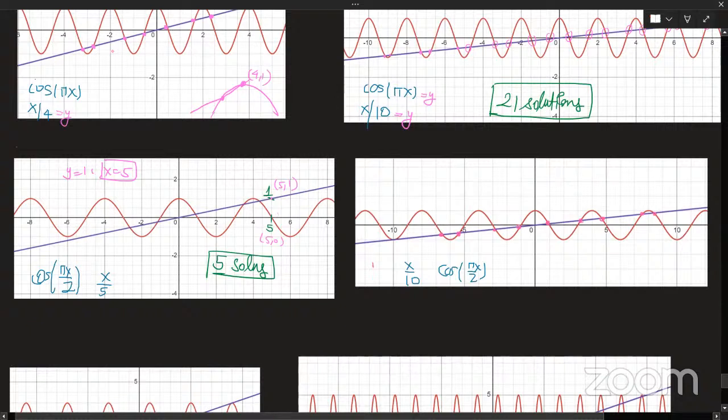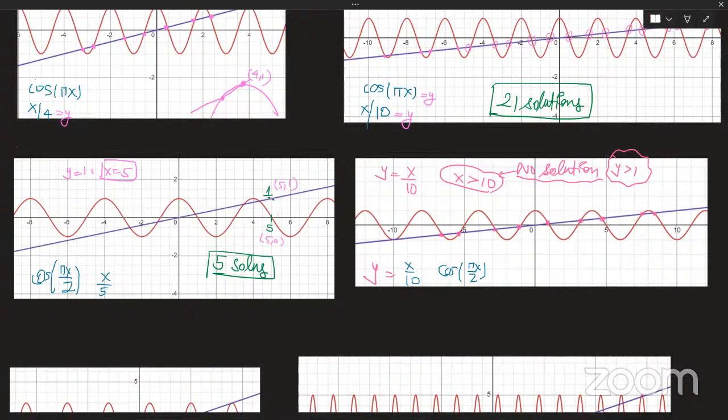Can you say, see y is equal to x by 10 है. Okay, I have y is equal to x by 10, my line. So can I say that when x is greater than 10, I can have no solution? Right? Because when x is greater than 10, my y will be greater than 1. तो कोई चांस ही नहीं है कि सोल्यूशन आ जाए, है ना?